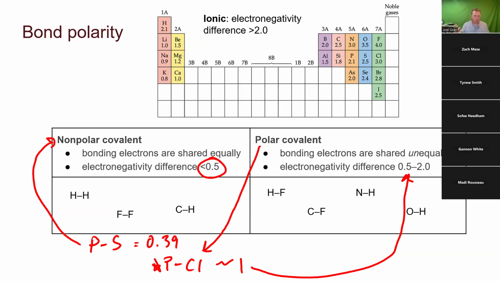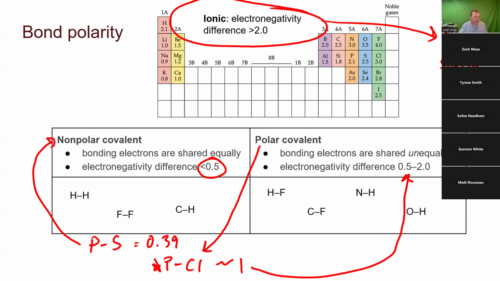So whenever we talk about bonds, we classify them as nonpolar covalent if the electronegativity difference is small. If the electronegativity difference is between 0.5 and 2, we classify it as a polar covalent bond. If it's greater than 2, we classify that as an ionic bond. In an ionic bond, electrons are not even being shared. They are transferred. Therefore, you make ions in this process.